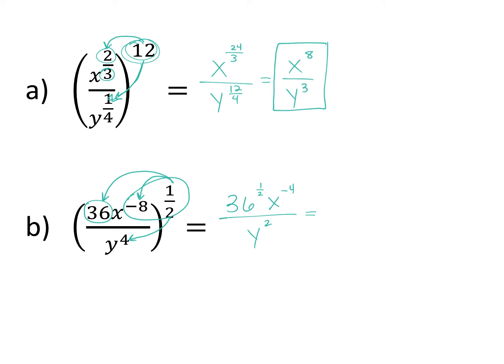So then simplify that. 36 to the 1/2 power, that's the square root of 36, right? This would be a 2, this would be a 1. So that's 6. X to the -4th is going to move down and become x to the +4th, and then you still have your y squared. So that will be your answer.